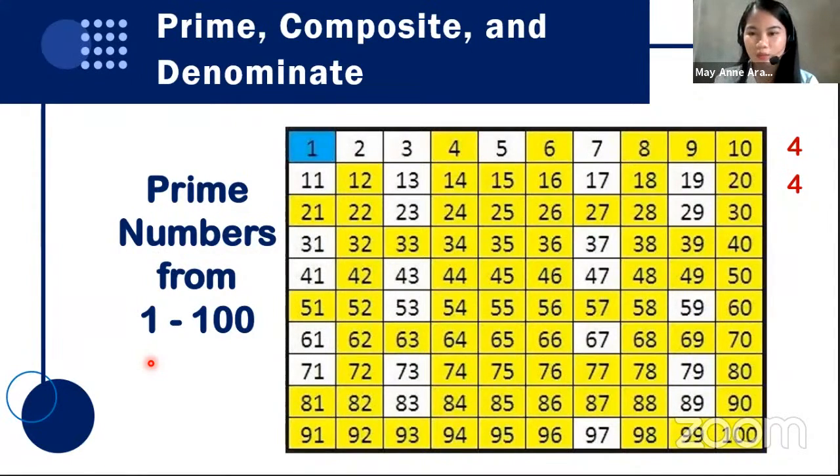From 21 to 30, you have 2, then 2, 3, 2, 2, 3, 2, 1. So you can memorize this pattern: 4, 4, 2, 2, 3, 2, 2, 3, 2, 1. It's easy to remember, so you don't have to memorize the whole table.